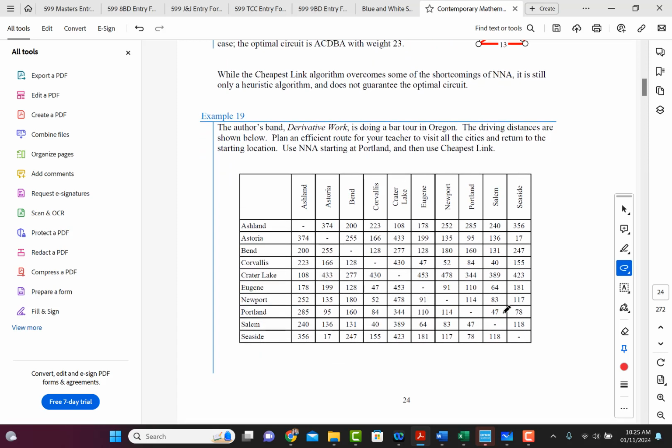It says the author's band, Derivative Work, is doing a bar tour in Oregon. The driving distances are shown below. Plan an efficient route for your teacher to visit all the cities and return to the starting location. Use the nearest neighbor algorithm starting at Portland and then use the cheapest link. So we're going to do this two ways. We're going to use the nearest neighbor algorithm, then we're going to do it again and use the cheapest link.